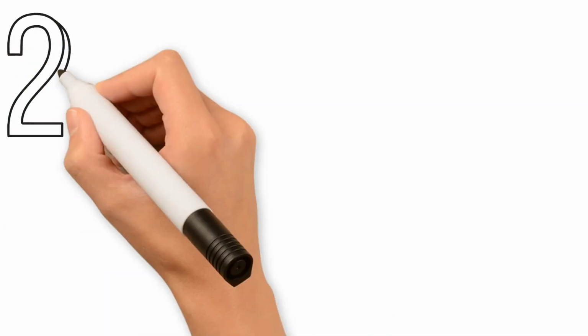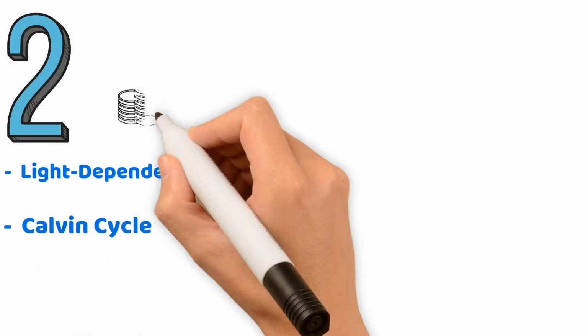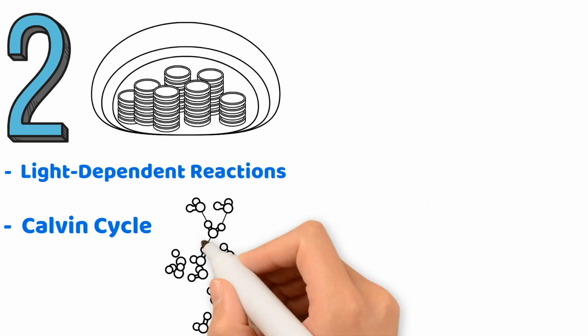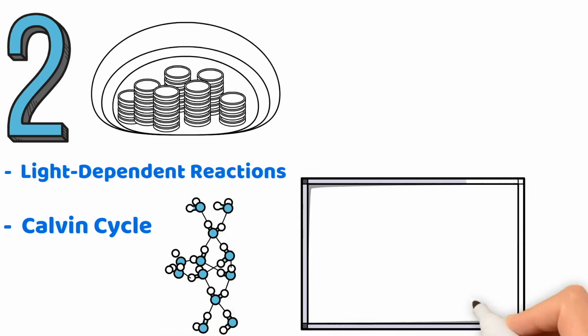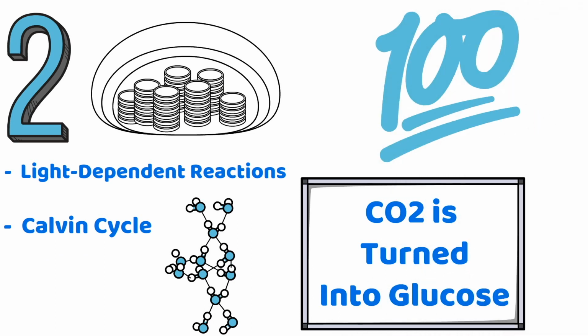Photosynthesis happens in two main stages, the light-dependent reactions and the Calvin cycle. In the thylakoids, sunlight splits water into oxygen, while in the stroma, CO2 is turned into glucose. It's a beautiful, life-sustaining cycle.